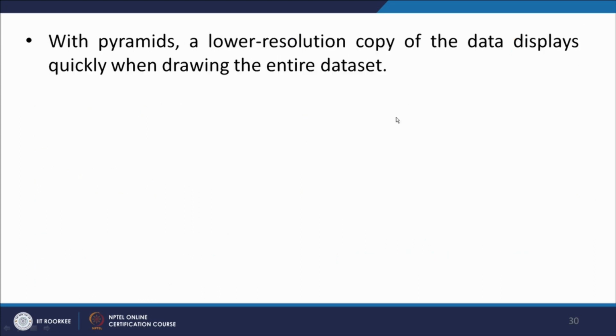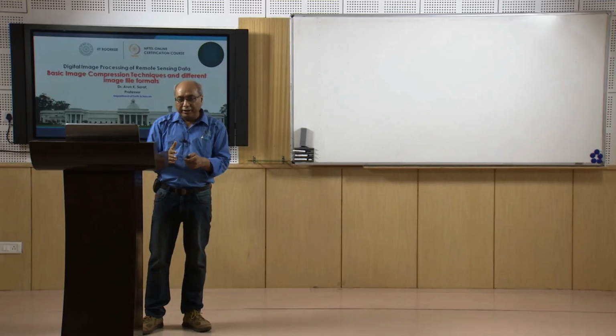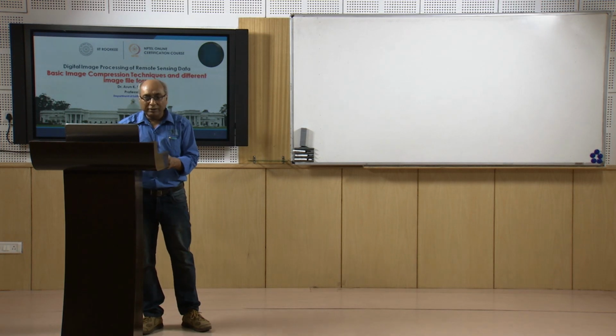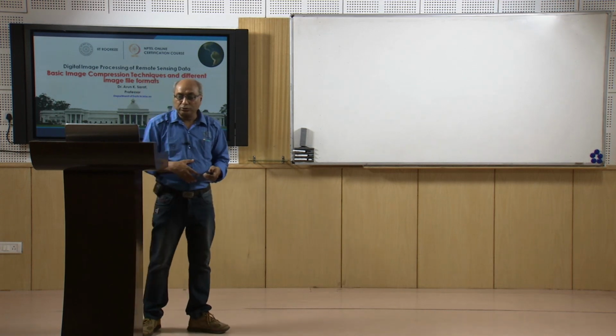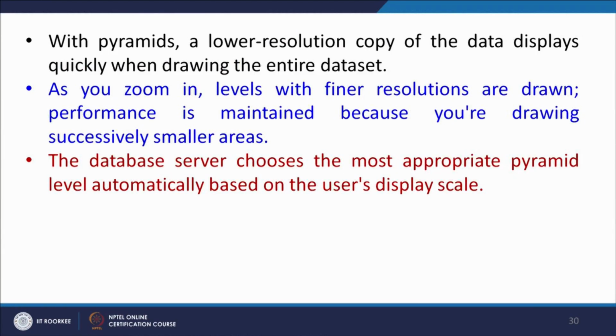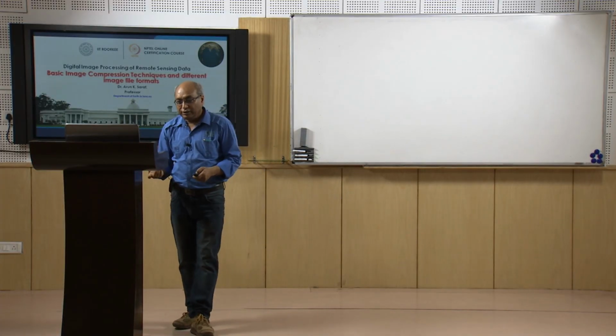With pyramids, a lower resolution copy of the data displays quickly when drawing the entire data set. And as you zoom in, the finer resolutions are drawn. Performance is maintained because you are drawing successively a smaller area. So as you zoom in, you are covering less area but with higher spatial resolution. The database server chooses the most appropriate pyramid level automatically based on the user's display scale. So as you zoom in, the scale becomes larger and high resolution data is displayed.